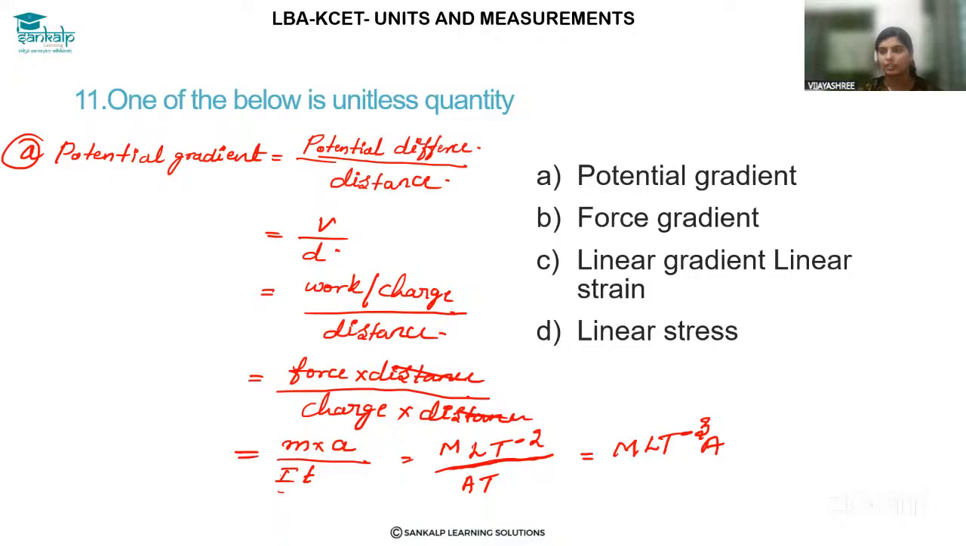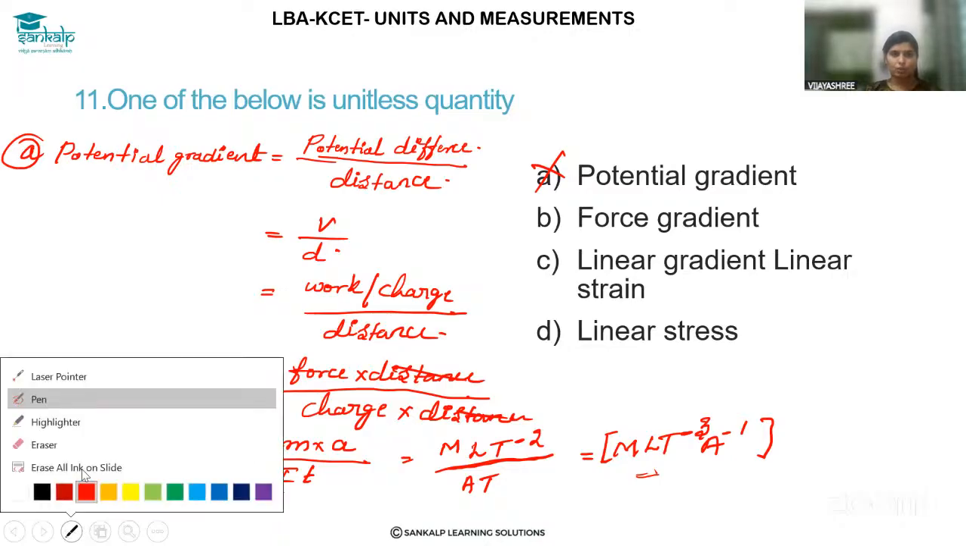Potential gradient is M L T raised to minus 3 A raised to minus 1. A, if it goes to the numerator, becomes A raised to minus 1. So it is not a unitless quantity. It has a unit like this. So option A is not our answer. We need a unitless quantity, so I am going to erase this.